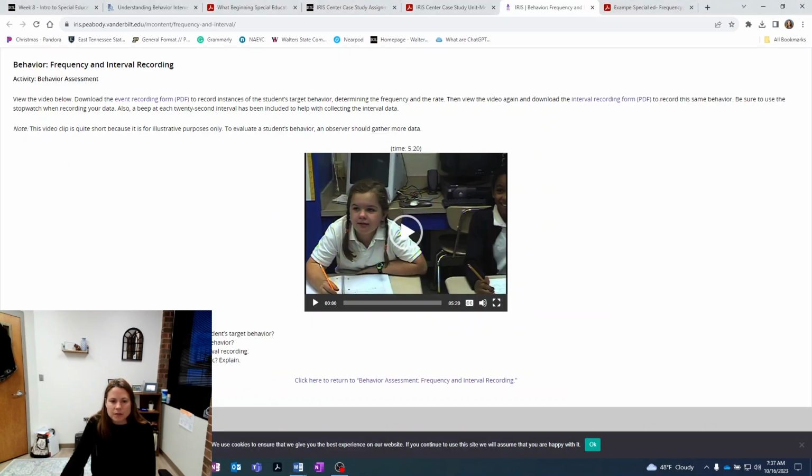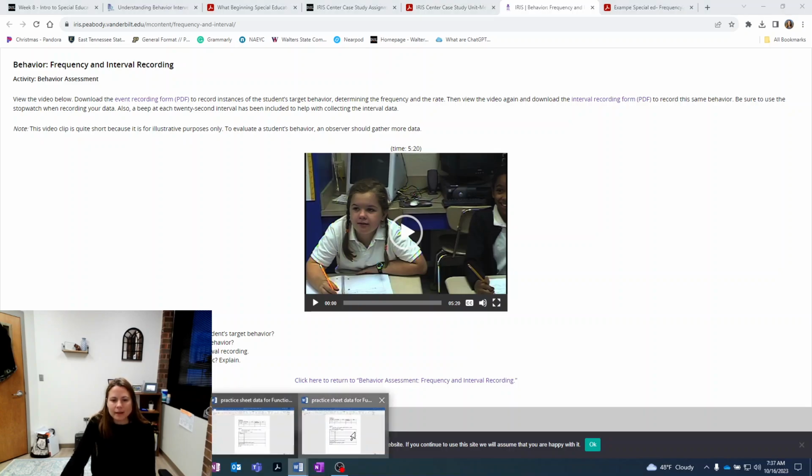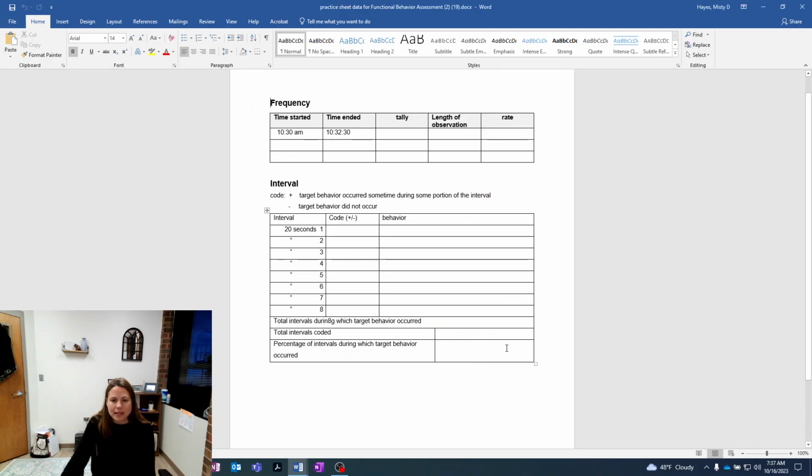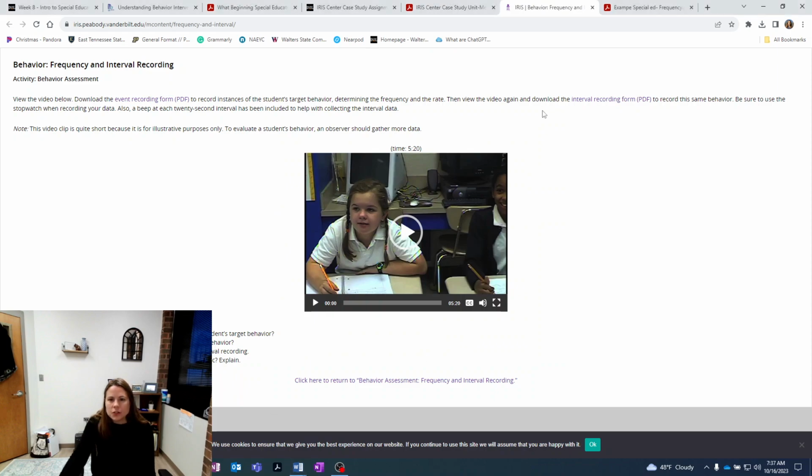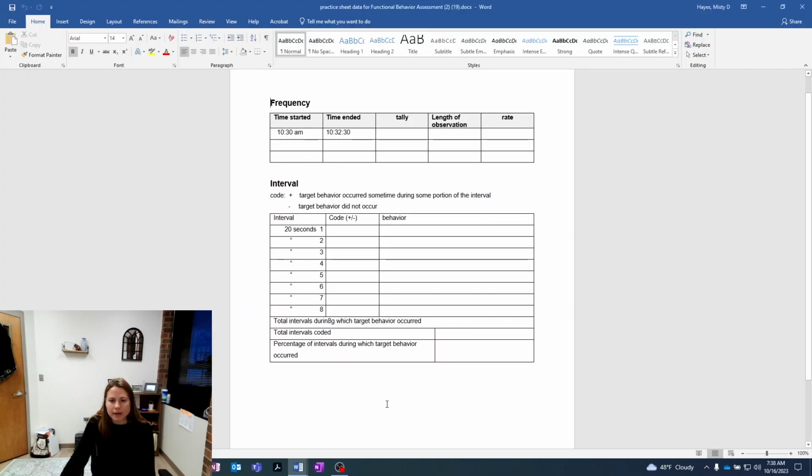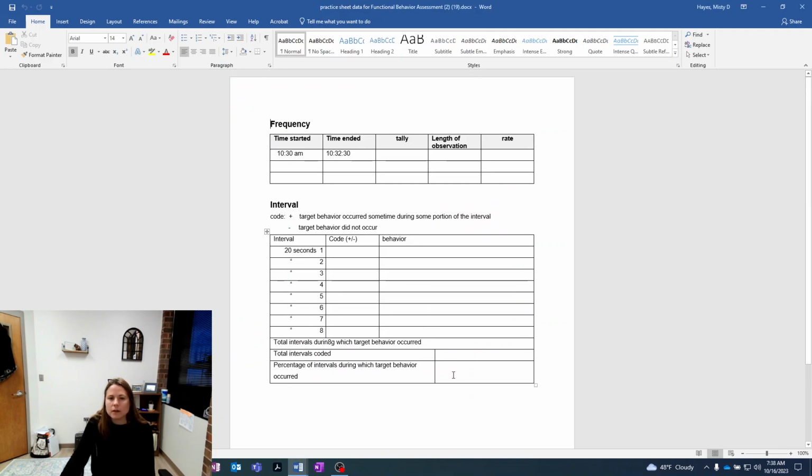Based on the data, do you think the student's behavior is problematic? Well, that's going to depend on what her rate is. If this is happening, say, 50% of the time, then yeah, obviously it's a problem. If it happens less than that, maybe it's not. It just depends. So after you complete your sheet, you're going to submit this document to Dropbox, right?